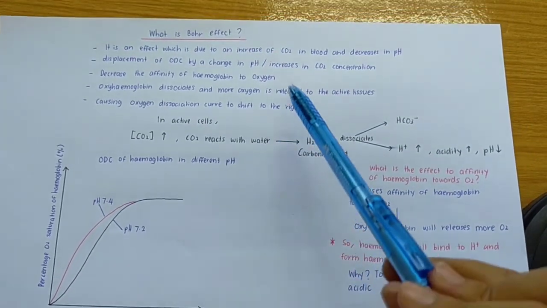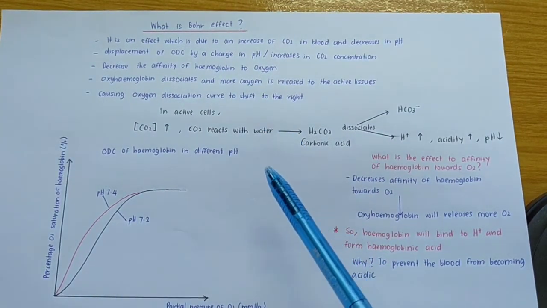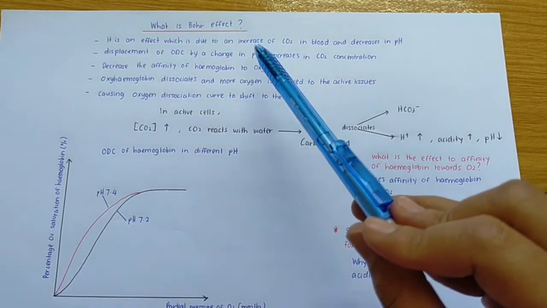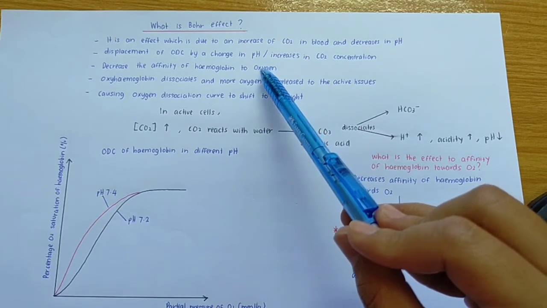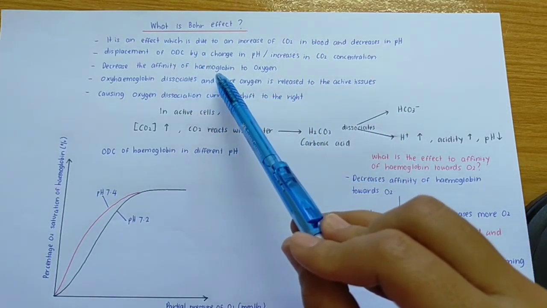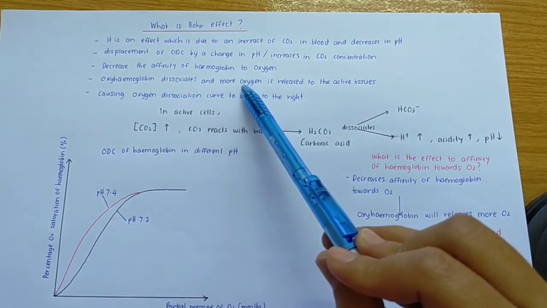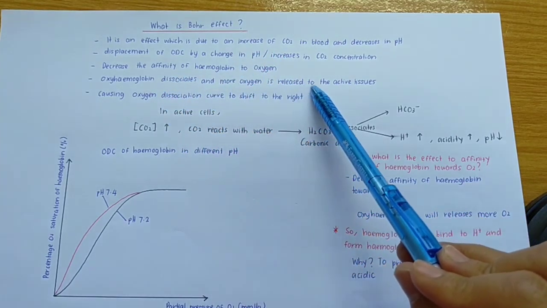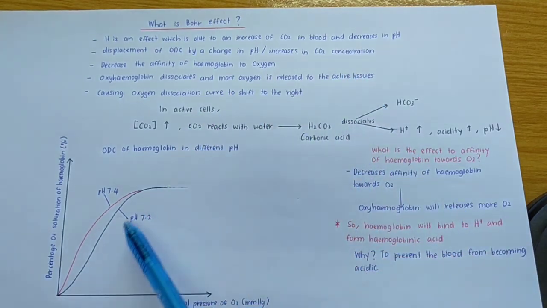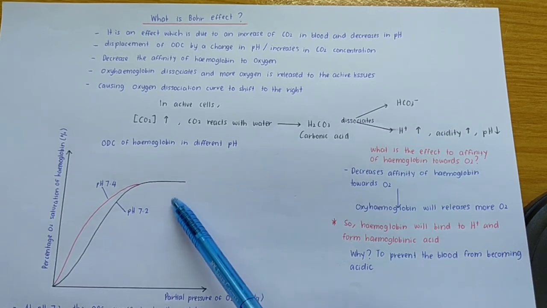Okay, so this one you have to relate with the Bohr effect. So ingatlah, Bohr effect tu maksudnya it will occur due to an increase of carbon dioxide. So bila increase in carbon dioxide, pH akan decrease. So what happens? It will decrease the affinity of hemoglobin towards oxygen. Then oxyhemoglobin dissociates and more oxygen is released to the active tissue. So what happens to the oxygen dissociation curve? The oxygen dissociation curve will shift to the right.